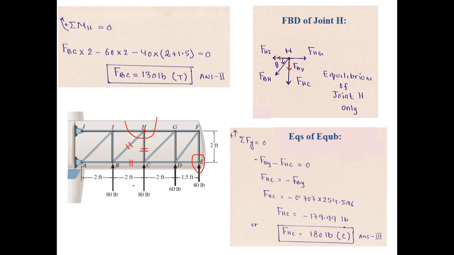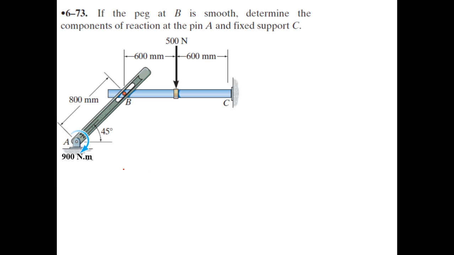So in this problem as well, if you notice that we have taken two sections, so we were not actually able to retrieve all the unknowns from just one section. So the next problem is basically concerned with the frame structure.